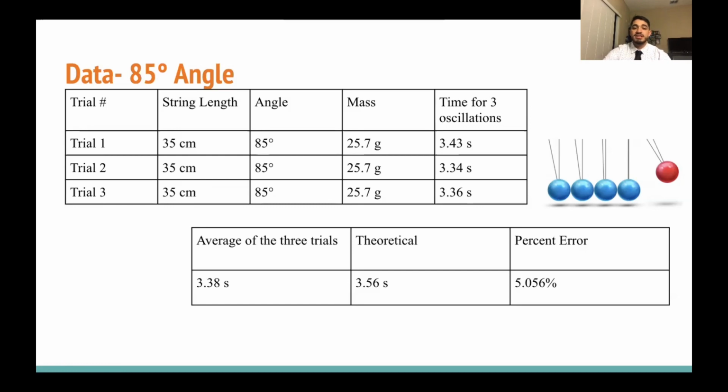Now, here's our first data table where the constants were the length of the string and the mass of the sphere, as we are looking to see how the angle used affects the period of a pendulum. The varying component, as I just mentioned, is the angle. For this first trial, we decided to use an angle of 85 degrees, and the time for each of the 3 trials varied by nearly 1/10 of a second, at 0.09 seconds. The actual average of the 3 trials to reach 3 oscillations was 3.38 seconds, and we calculated our percent error to be 5.056%.